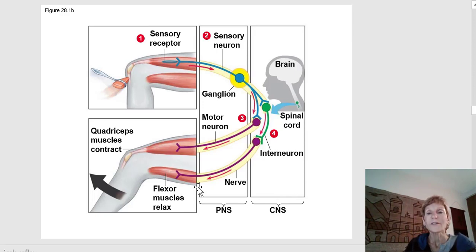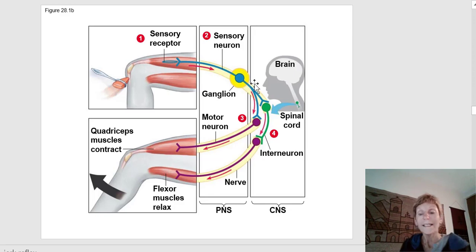When you go to a doctor and a doctor takes one of those rubber hammers and he or she hits your knee, what they're doing is they're trying to stretch a particular tendon that is in your kneecap. It's called the patellar tendon. And that stretch is sensed by stretch receptors or sensory receptors, and they send information to a sensory neuron. Okay, so that's the first step.